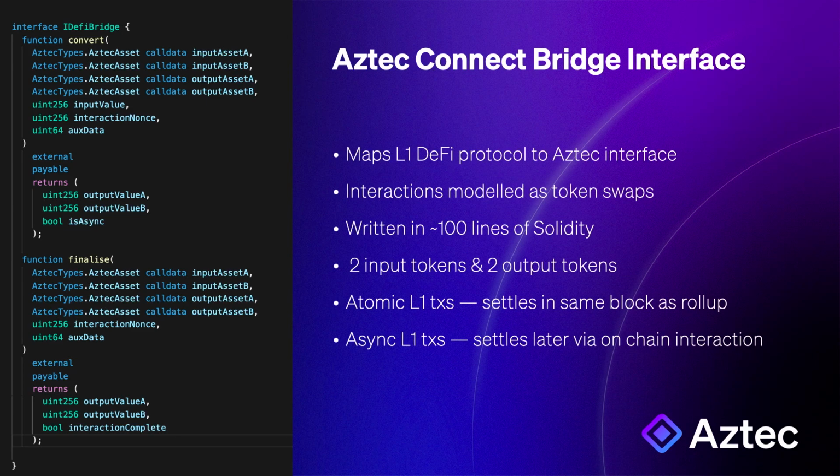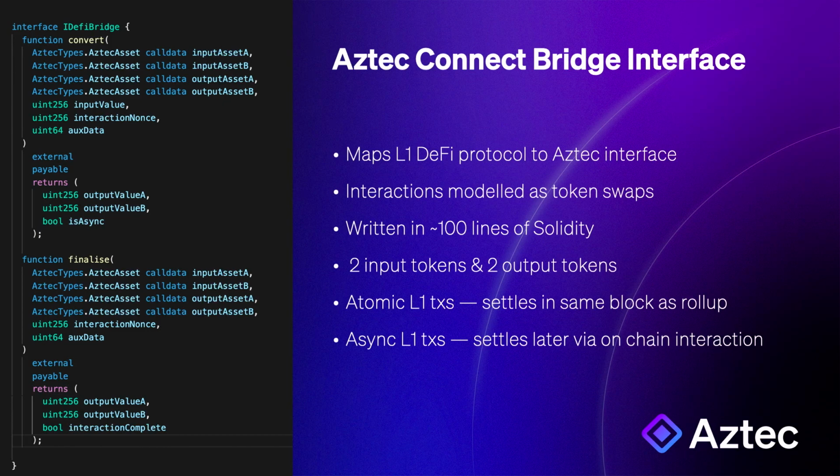Okay, so in terms of the interface and how Aztec Connect works, all the interfaces are written in Solidity. It's just a layer 1 smart contract that maps a DeFi protocol to a function interface that the rollup contract can understand. And we model DeFi or any L1 smart contract as an asynchronous token swap, where you can pass in 2 input assets and receive back 2 output assets.